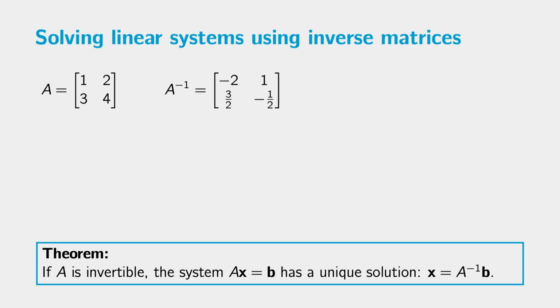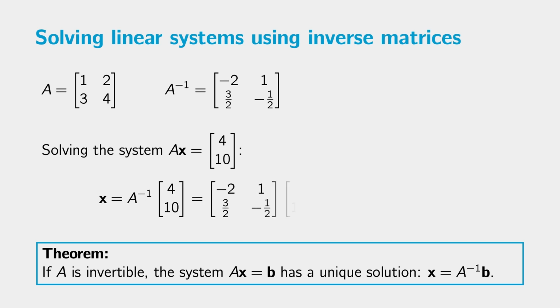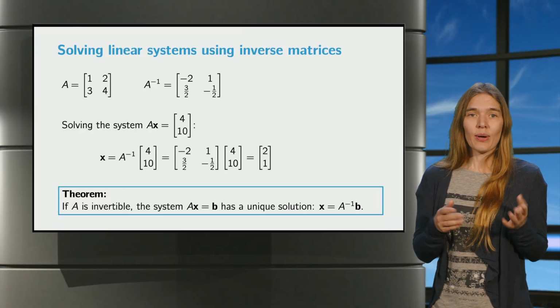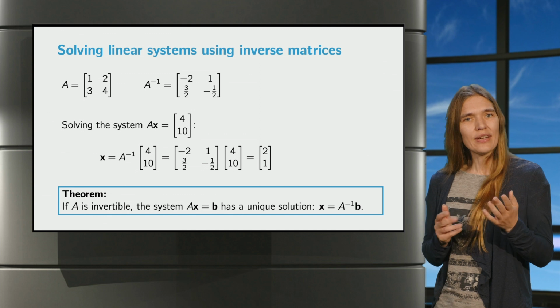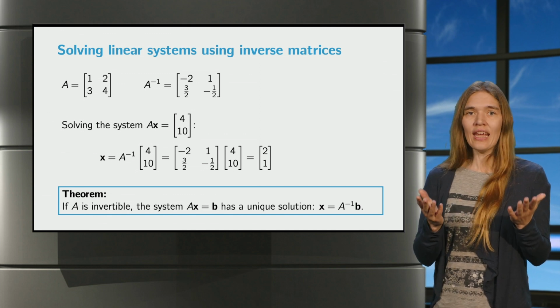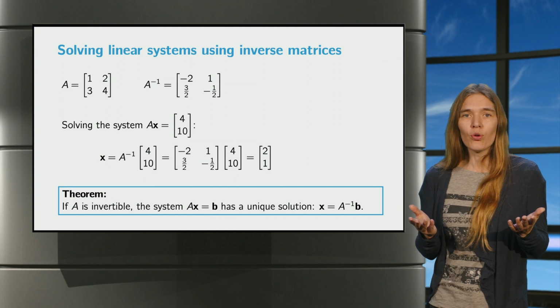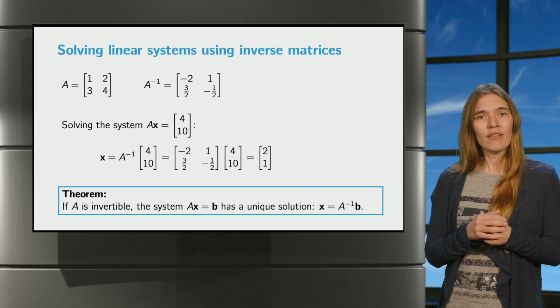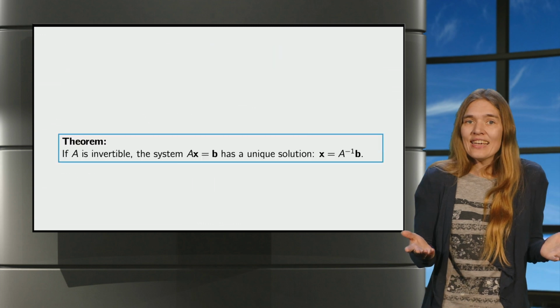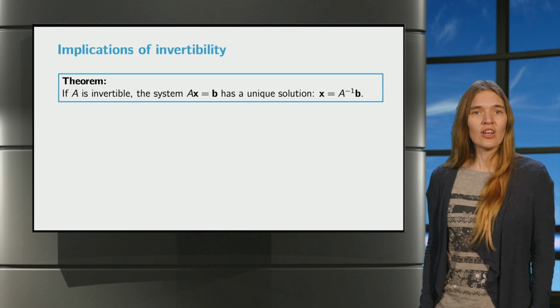Neat! Returning to our example, we can now immediately solve the system Ax equals (4, 10). Its unique solution is A inverse multiplied by the vector (4, 10), which is the vector (2, 1). This little exercise in matrix vector multiplication can be regarded in two ways. On the one hand, a system Ax equals b, where A is invertible with known inverse, is very easy to solve. It has the unique solution A inverse b. And this formula holds for any vector b of appropriate shape. Very convenient.